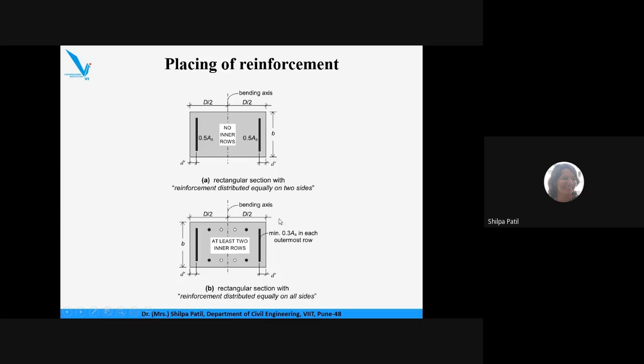The second case of reinforcement is considered like this. The reinforcement is provided uniformly on all the sides, that is, the reinforcement is distributed equally on all sides. That is, there are inner rows. Now, how is this reinforcement provided?